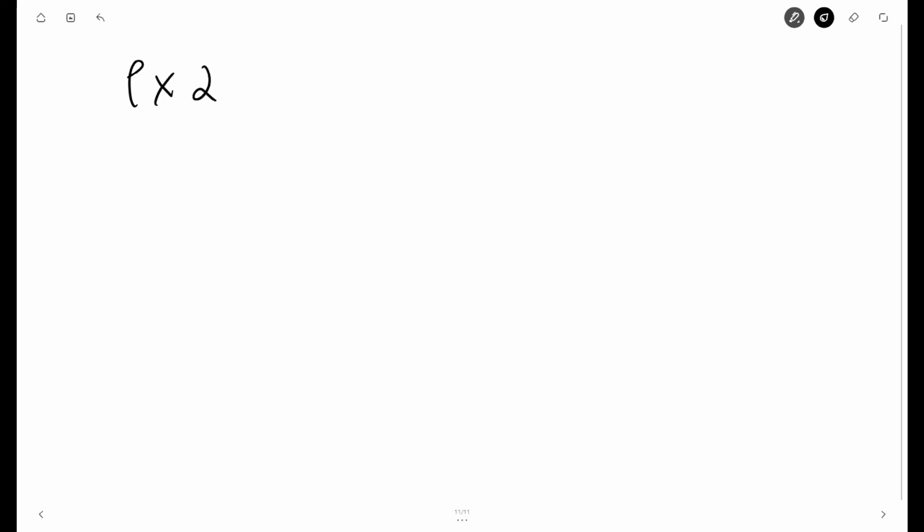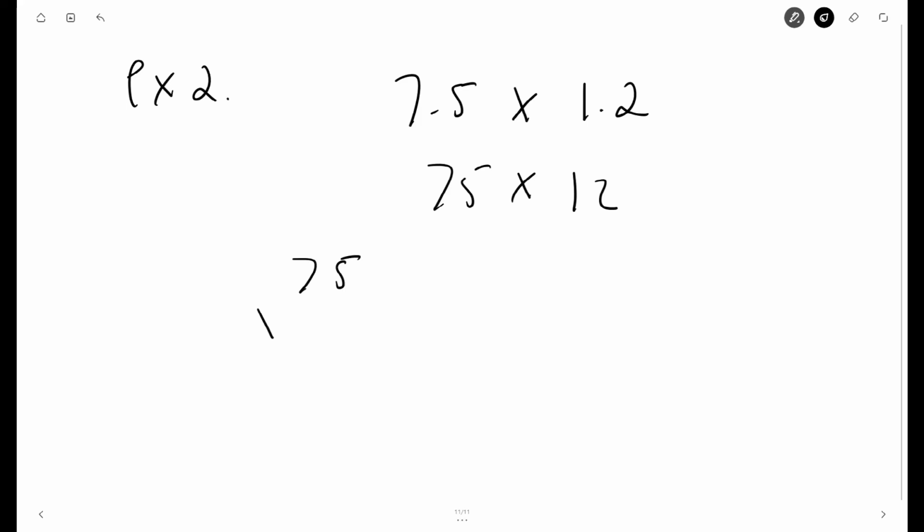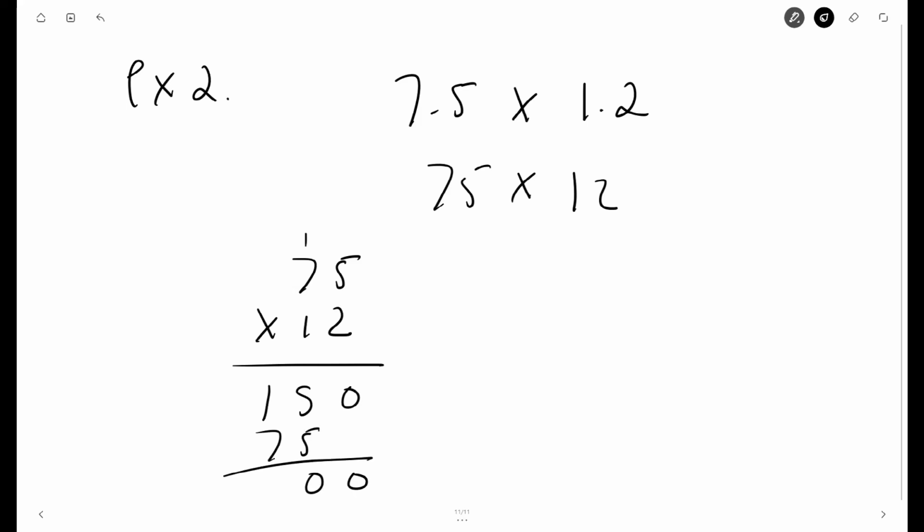Example 2, it will be 7.5 times 1.2. It will be 75 times 12. Now we do the multiplication. 75 times 12, that will be 2 times 5, 10, goes 1, 2 times 7, 14 plus 1, 15. Then 1 times 75, that will be 75, 0, 10, 2 will be 9.